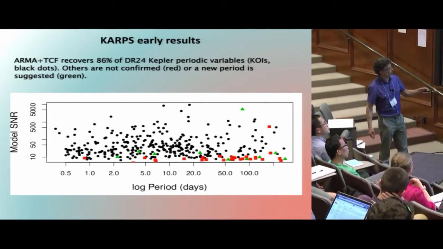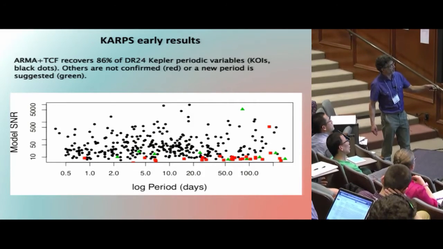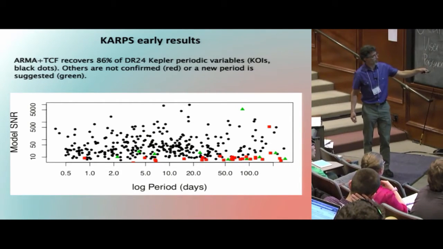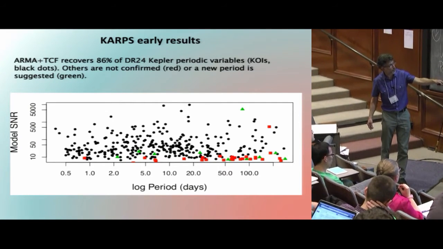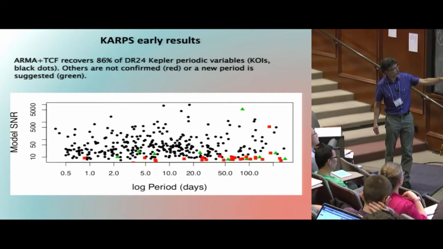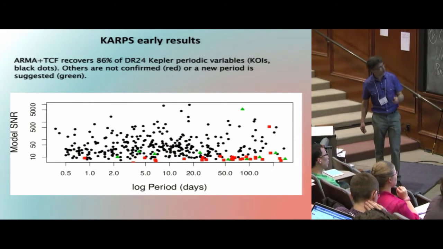Okay, so there's the early results. The black dots show that we confirm most of the models for most of the periods, but the red and green dots are the ones that we don't confirm, which are low signal-to-noise long-period models from DR24.